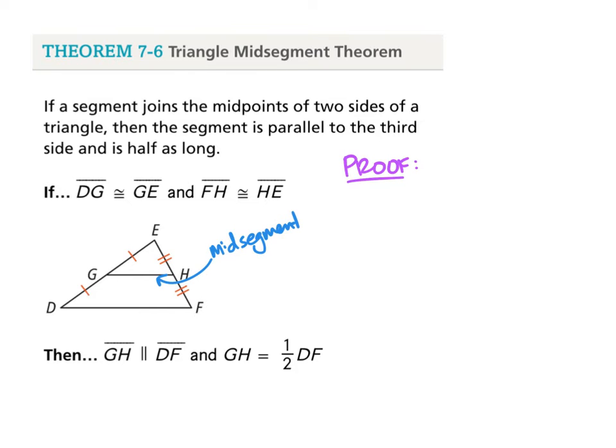Basically what we have is, again, that triangle GEH is similar to triangle DEF by, in this case, side angle side similarity. And instead of writing that out, I'll just show you how a side angle side works. I have an angle right here that's used in both triangles, so there's my angle pair that's congruent.